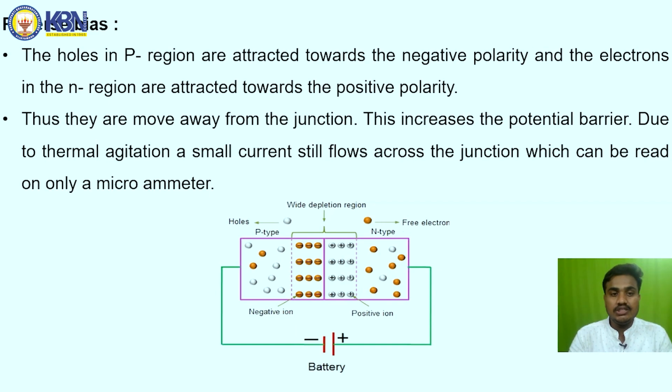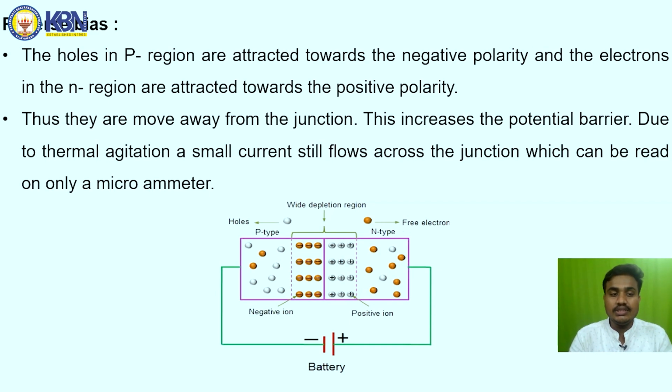The holes in the p-region are attracted towards the negative side and the electrons in the n-region are attracted towards the positive polarity of the battery. Thus, they move away from the junction. Hence, the width of the depletion layer will increase. This increases the potential barrier.